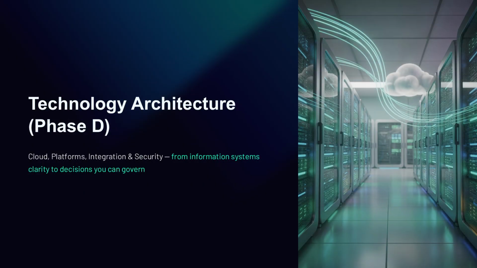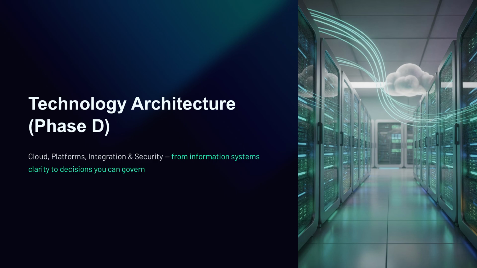Now that you have defined data and application direction in phase C, you are ready to make the technology architecture decisions that turn that direction into stable, scalable, and secure enterprise foundations. Phase D is where enterprises either achieve platform coherence or drift into tool sprawl and inconsistent patterns that inflate cost and risk. Your goal is not to design every technical detail.